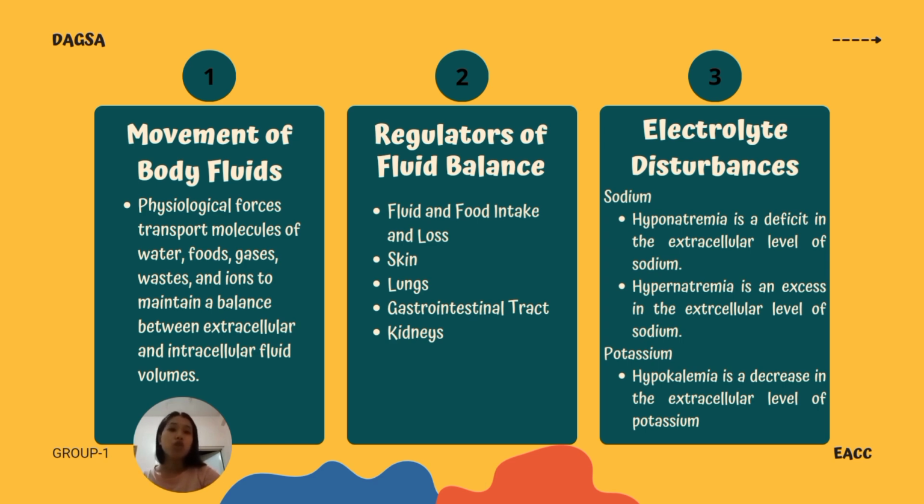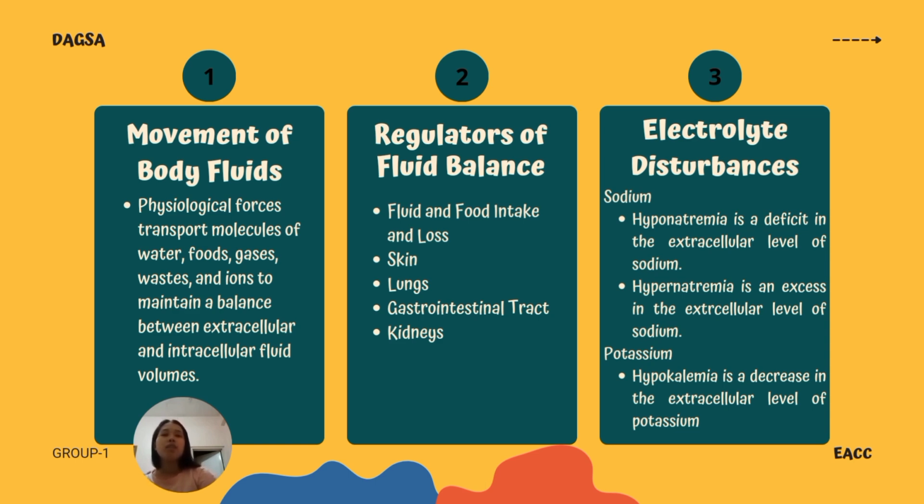We have two sodium disorders: hyponatremia and lastly hypernatremia. The first is hyponatremia. This occurs when the level of sodium in the blood is too low, which can lead to symptoms such as vomiting, headache, confusion, seizures, and coma.